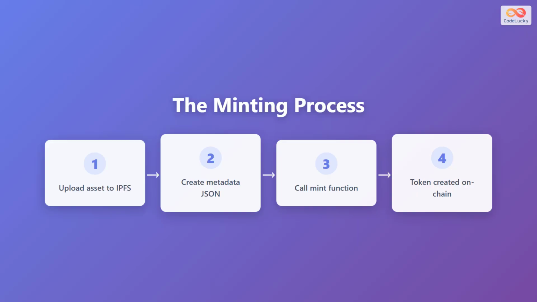Minting an NFT involves 4 key steps. First, the digital asset, such as an image or video, is uploaded to IPFS or another storage solution. Second, a metadata JSON file is created that includes all the token's properties and a link to the asset. Third, the mint function is called on the smart contract, which triggers the creation process. Fourth, the token is officially created on the blockchain, with a unique token ID assigned and ownership recorded permanently on-chain.